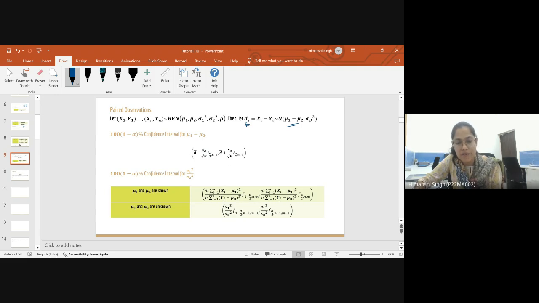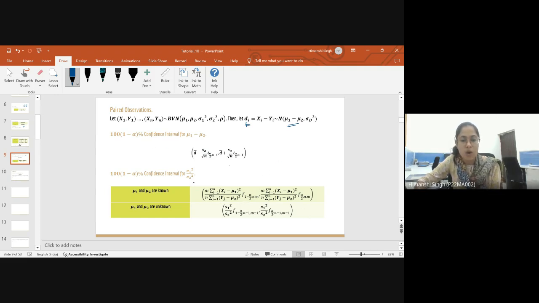Now here this is the F distribution, F 1 minus alpha by 2 n comma m. So we will be finding these values from the F table. And again, if mu1 and mu2 both are unknown, then we will be having this distribution. So s1 square will be the sample variance for the population x1, x2, xn, and s2 square will be the sample variance for y1, y2, yn, and here F will come from the F distribution table.